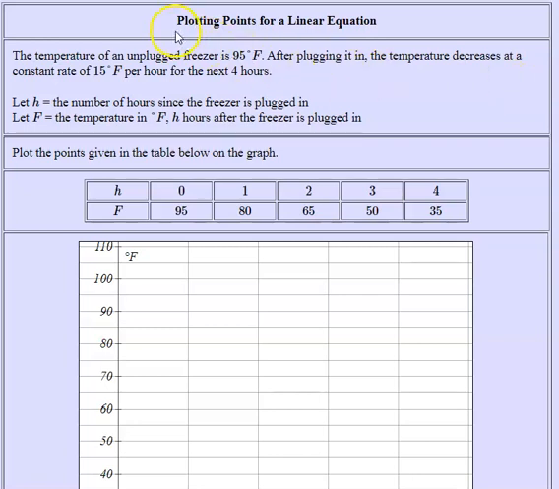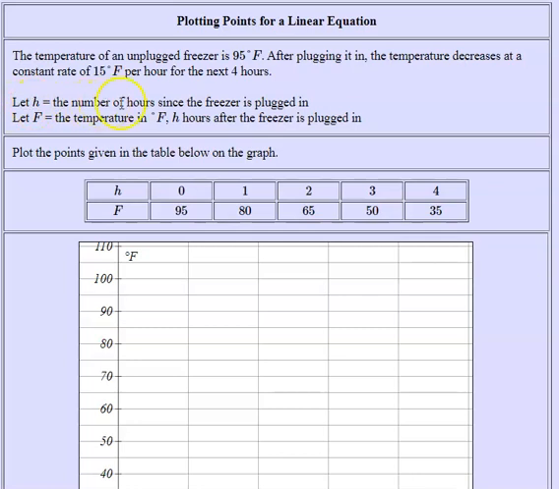In this video, we're going to learn how to plot points for a linear equation in MOER. So let's first read the question. The temperature of an unplugged freezer is 95 degrees Fahrenheit. After plugging it in, the temperature decreases at a constant rate of 15 degrees Fahrenheit per hour for the next 4 hours. Now our variables are defined.